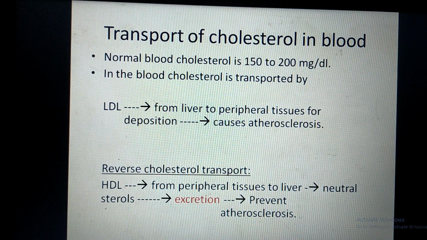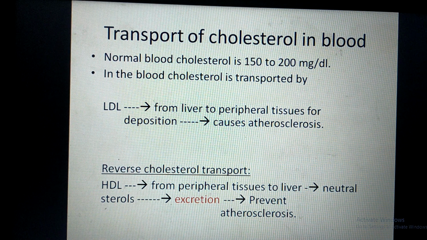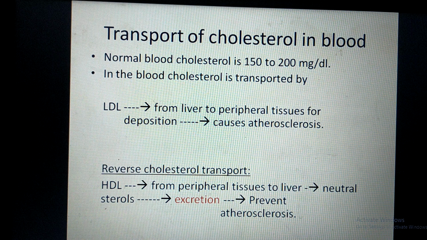In the blood, the normal cholesterol level is 150 to 200 milligram per deciliter, and cholesterol is transported in the blood by two lipoproteins we have just studied, LDL and HDL. LDL takes the cholesterol from the liver to the peripheral tissue for deposition, so it causes atherosclerosis and hence it is called bad lipoprotein.